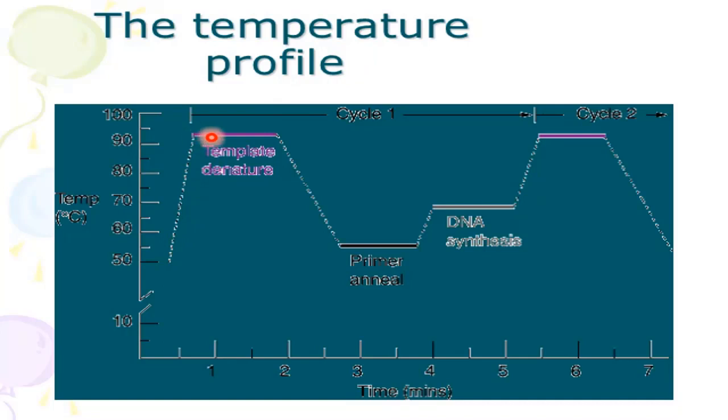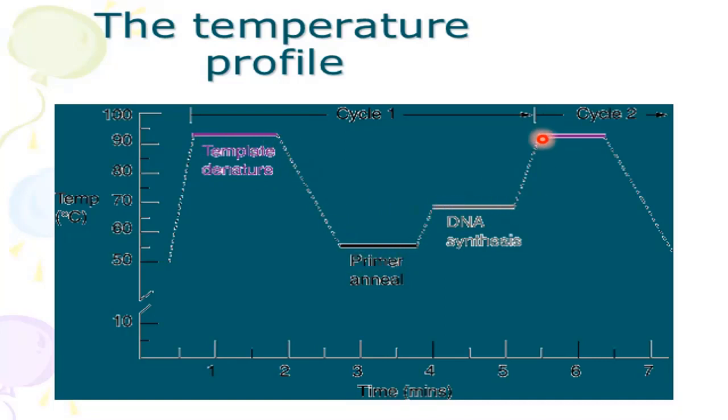Then this represents the temperature profile for PCR. This represents the denaturation at more than 90 centigrade, followed by annealing at 50 to 65 centigrade, followed by increasing the temperature to 72 to do what? To do extension. Then denaturation, annealing, extension.